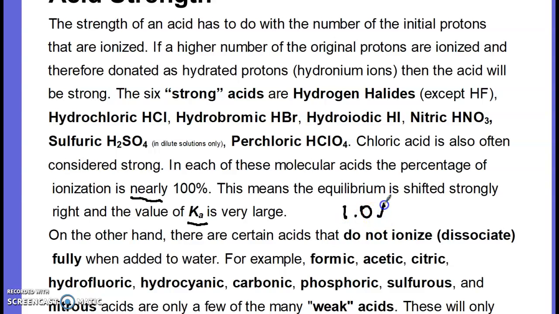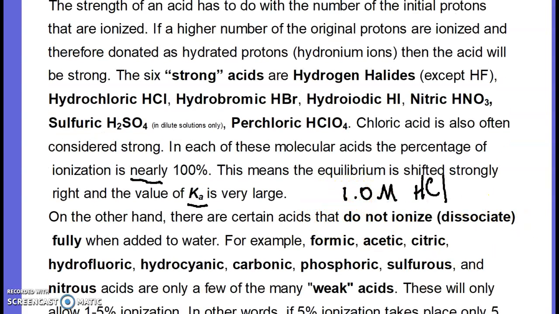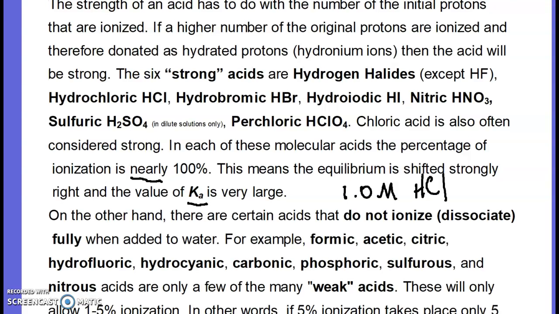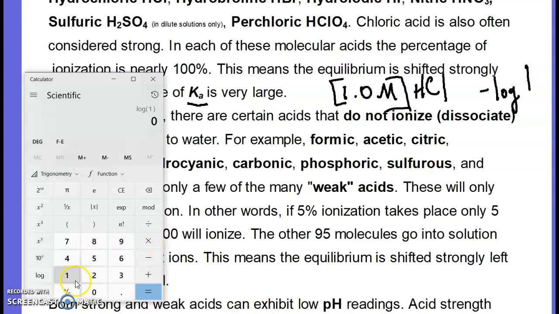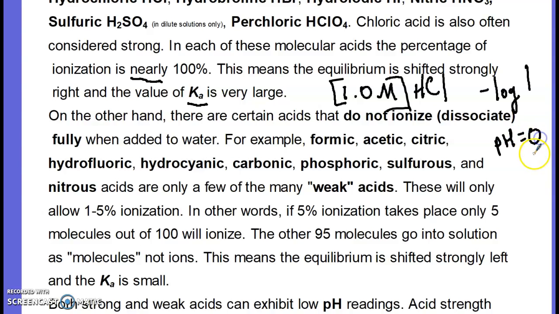So if you have 1.0 molar hydrochloric acid, that concentration is 1. And so the pH of 1 molar hydrochloric acid would be the minus log of the concentration. So it would be the minus log of 1. Log of 1 is 0. So the pH of 1 molar hydrochloric acid would be 0. Right?